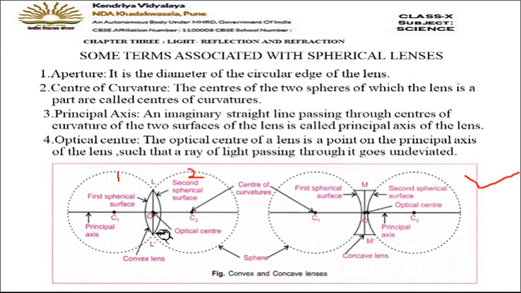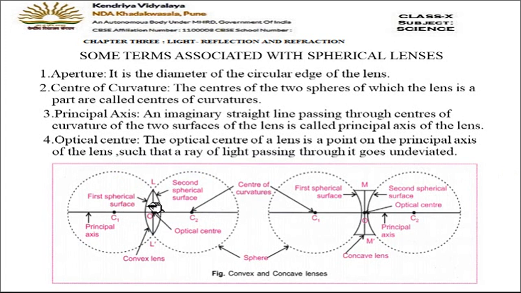Which shape is it? Yes, it is the shape of the convex lens. So when two spheres overlap, a convex lens is formed in the middle. Now you can see C1 is written. As it is sphere number 1, its center is called the center of curvature 1, so it is written C1. Now this is sphere number 2, so its center is written C2, that is, center of curvature number 2. Now here you can see it is written first spherical surface.